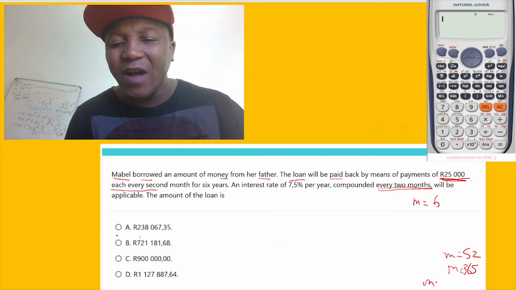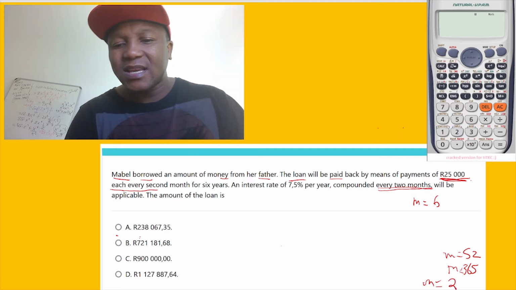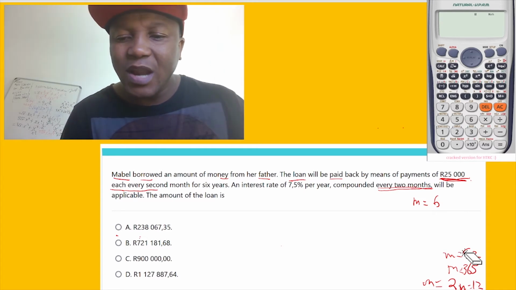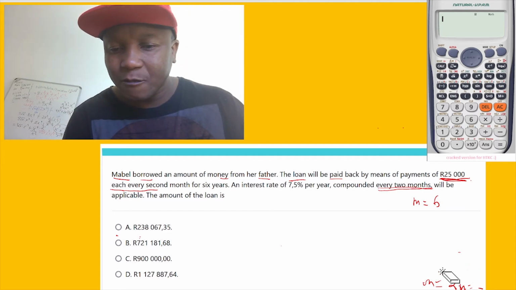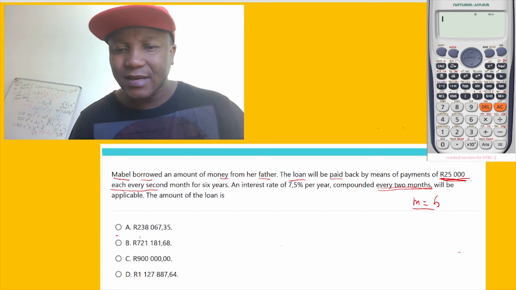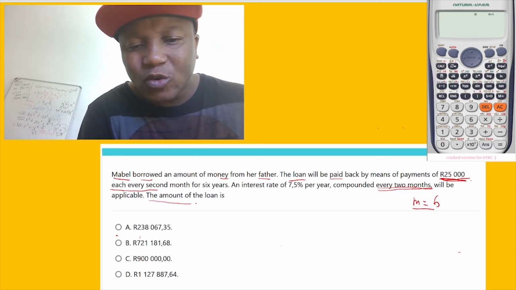Compounded half annual, how many half annuals do we have in 1 year? There are 2. Compounded monthly, how many months in 1 year? There are 12. Something like that. So for this case, it was compounded every 2 months. How many 2 months in 1 year? There are 6.